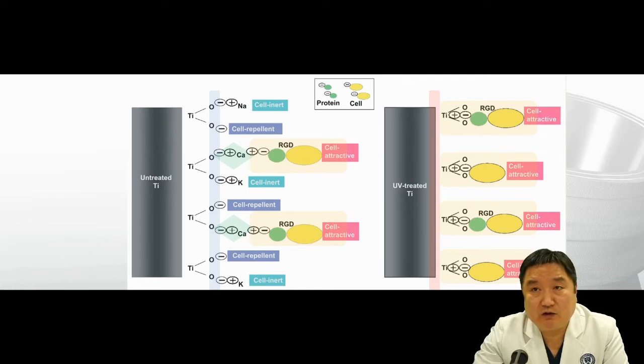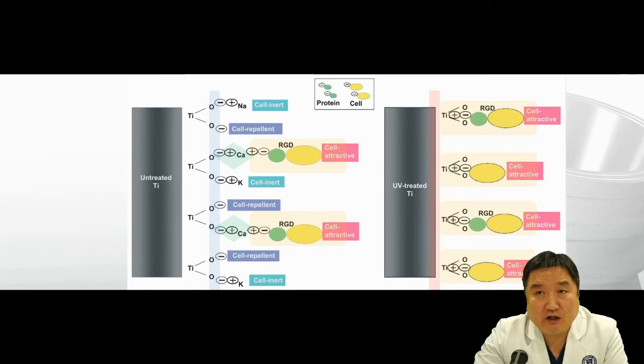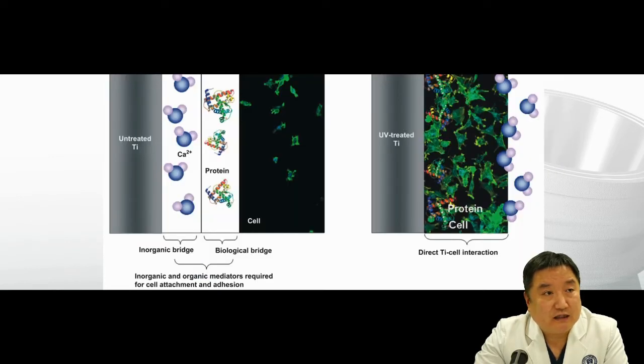This diagram shows a negatively charged aged surface which repels the cell proteins, versus, on the right-hand side, a positively charged one that attracts the cell proteins. As a result, on the left-hand side, the aged surface will bond with bone cells by an inorganic bridge for osseointegration. On the right-hand side, the UV-treated one will end up with direct bonding with the bone cell and cell protein.